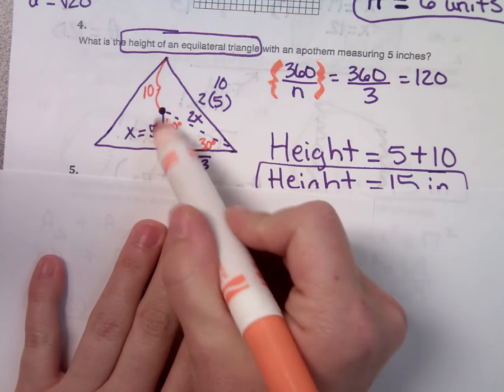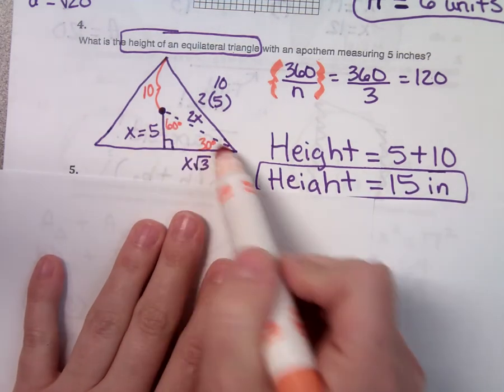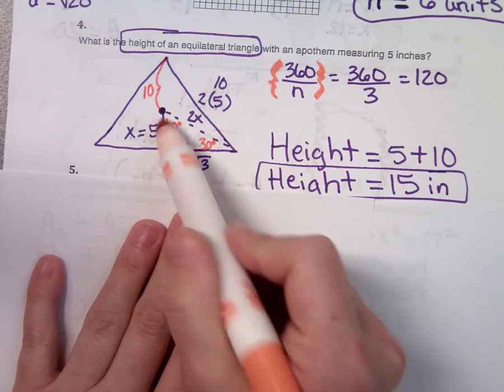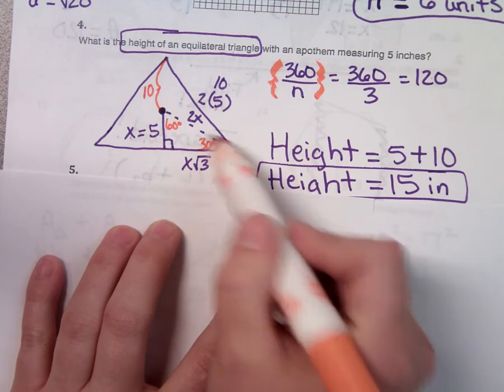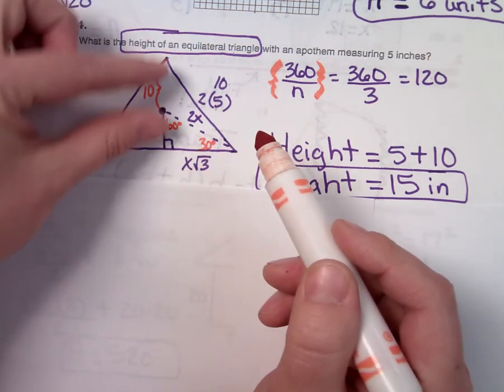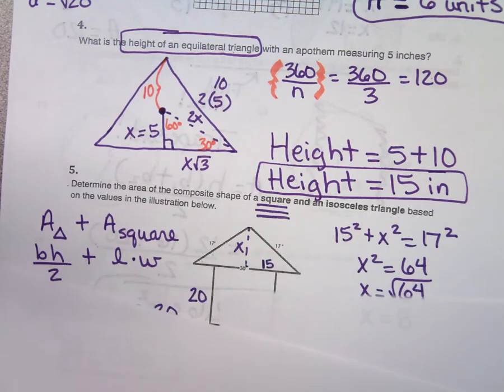Okay, so just because the apothem is 5 doesn't mean that the height is 10. So we actually had to work with our triangle over here that we've been using with the regular polygons. And I had to find the radius, so I knew that piece, and then I could add it to the apothem.